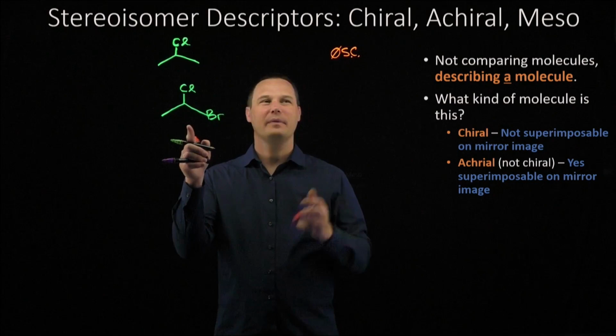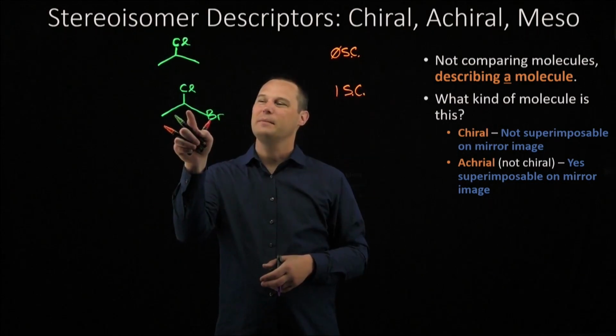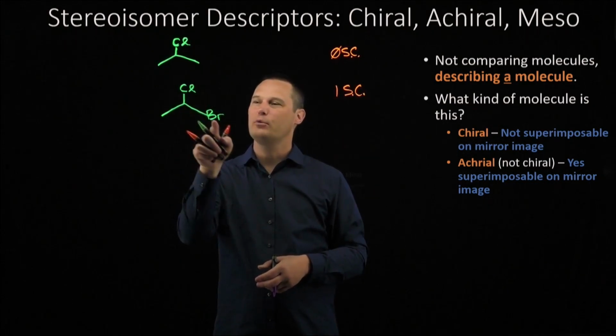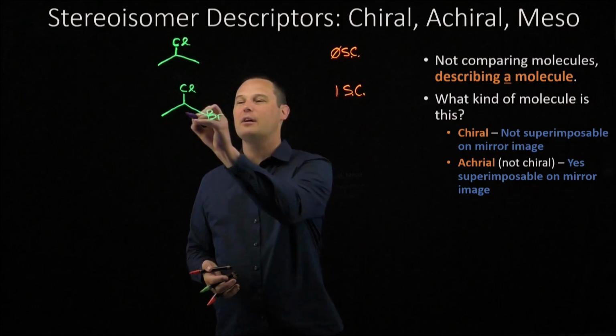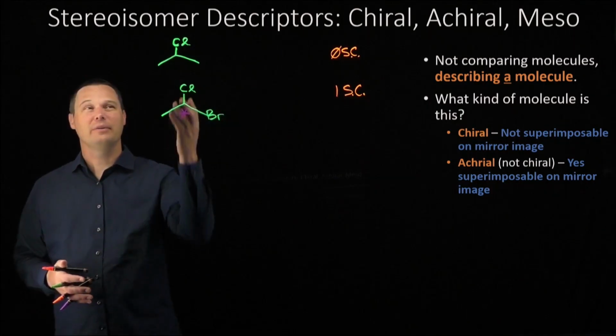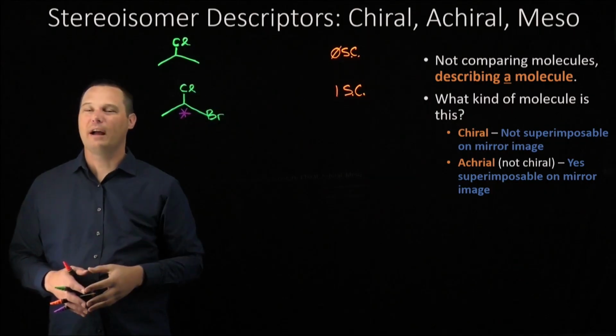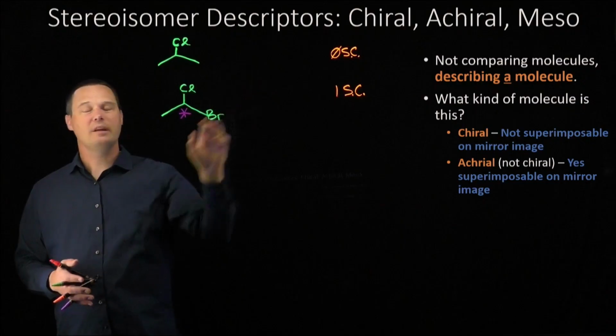The second molecule has 1 stereocenter. The central carbon is attached to the methyl group, the chlorine, the bromine, and the implied hydrogen. This carbon is a stereocenter. How do we know if these molecules will be chiral or achiral? Let's go through the whole analysis, and then I'll show you some shortcuts.